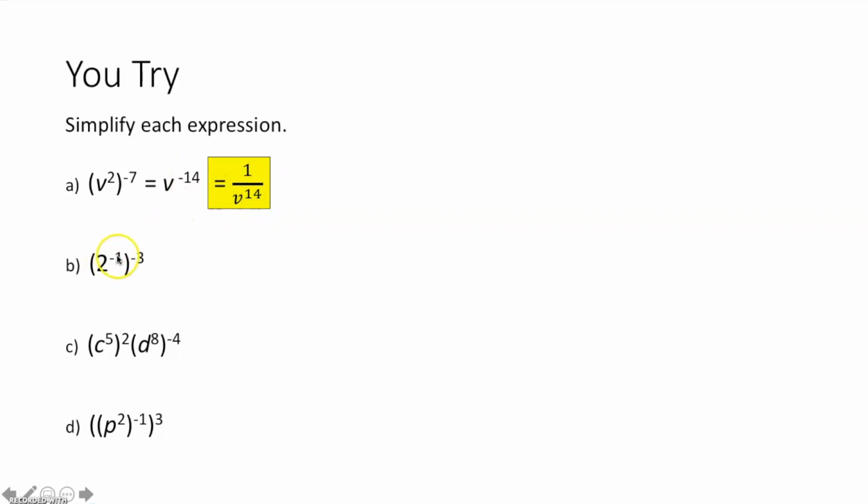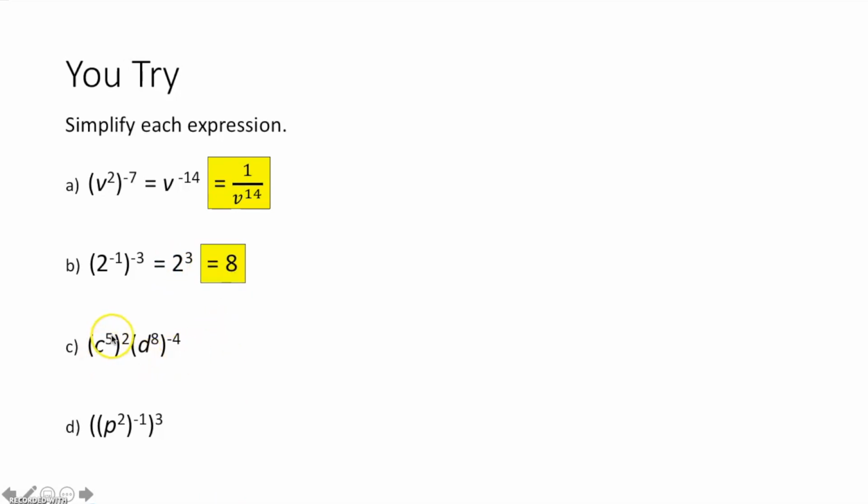Here we have 2 to the negative 1st power, all raised to the negative 3rd power. So anytime you have a power to a power, you multiply those exponents together. So you end up getting negative 1 times negative 3 is positive 3. So we get 2 to the 3rd power. And since we're simplifying, right, this isn't a variable, so we could actually do this. What's 2 to the 3rd power? That's 2 times 2 times 2. So what's 2 times 2? That's 4 times 2 is 8.